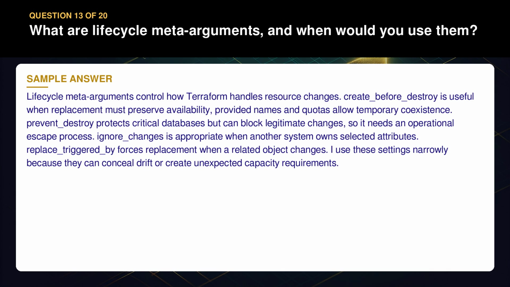Lifecycle meta-arguments control how Terraform handles resource changes. create_before_destroy is useful when replacement must preserve availability, provided names and quotas allow temporary coexistence. prevent_destroy protects critical databases but can block legitimate changes, so it needs an operational escape process. ignore_changes is appropriate when another system owns selected attributes. replace_triggered_by forces replacement when a related object changes. I use these settings narrowly because they can conceal drift or create unexpected capacity requirements.